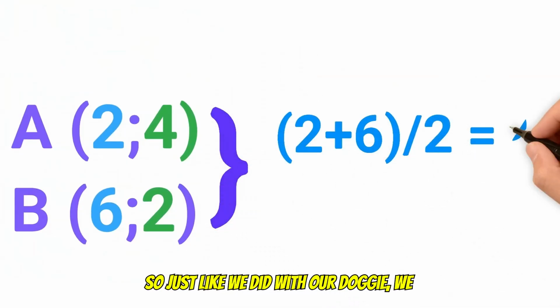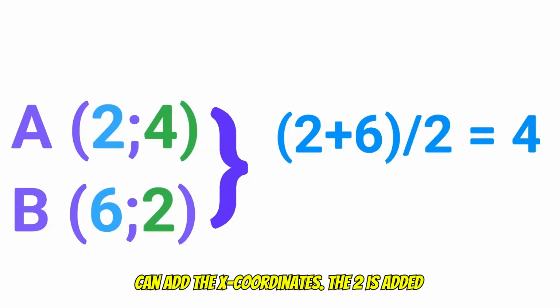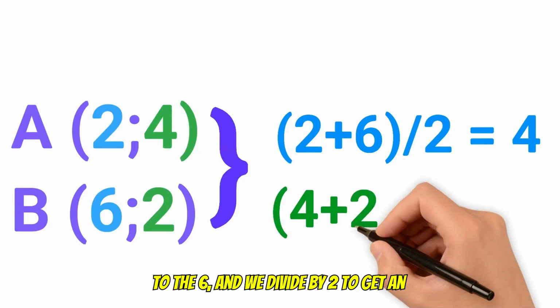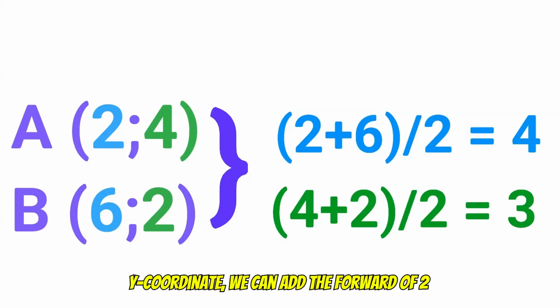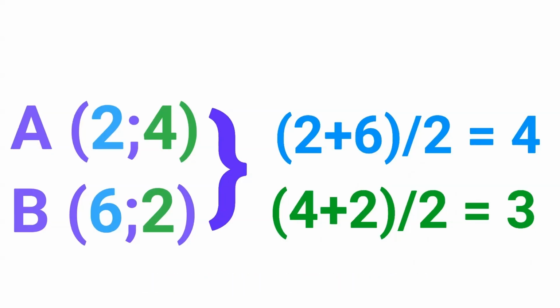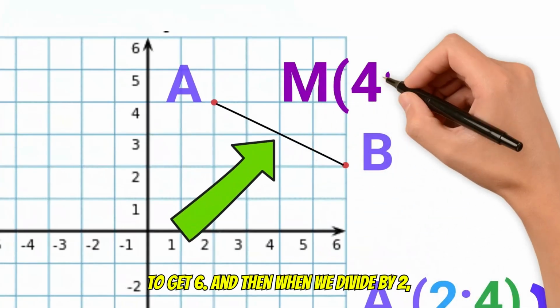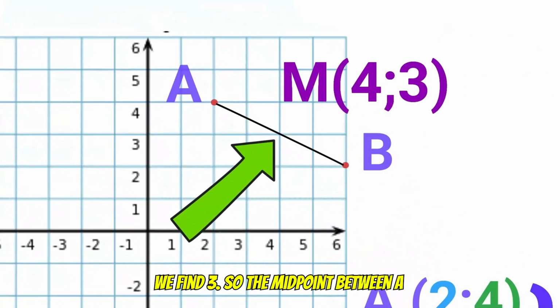So just like we did with our doggy, we can add the x coordinates. The 2 is added to the 6, and we divide by 2 to get an average of 4. And then for the y coordinate, we can add the 4 with a 2 to get 6. And then when we divide by 2, we find 3. So the midpoint between A and B is 4 across and 3 up.